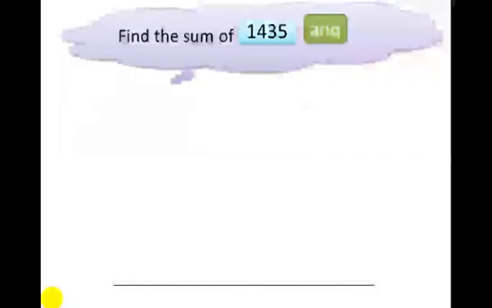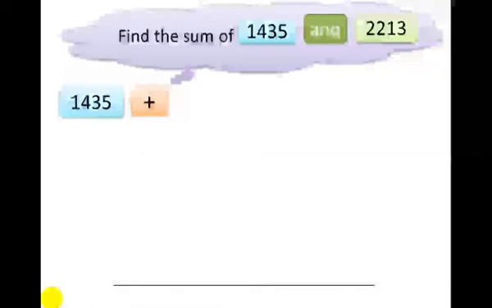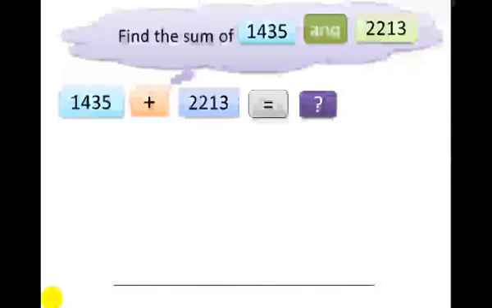Find the sum of 1435 and 2213. Find their sum. Remember, the word sum means plus. Look at the number 1435, a 4-digit number. So firstly, let's write out the question. 1435 plus, the sign plus is from the word sum, 2213. This is the question.